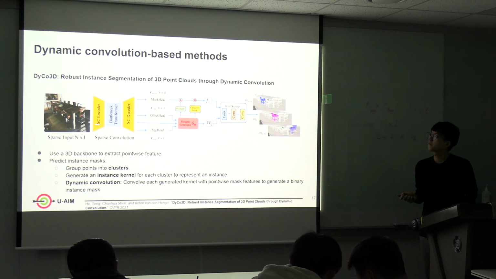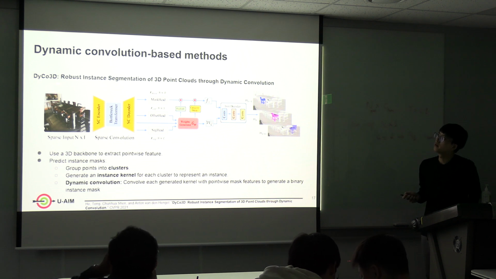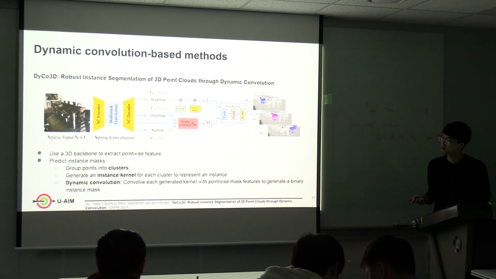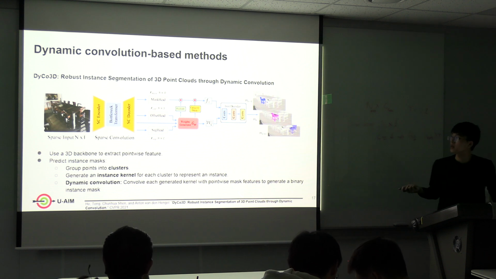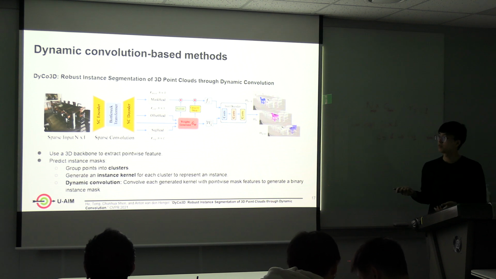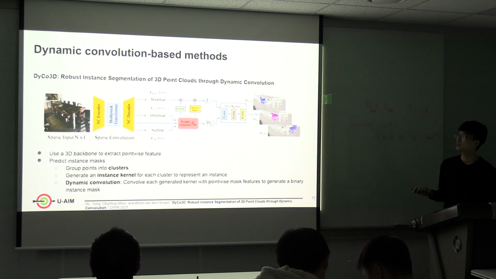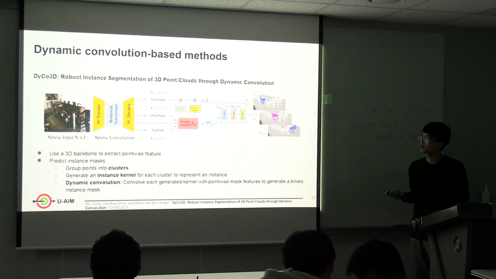And for this method, the first paper is DyCo3D. It is robust instance segmentation of 3D point clouds through dynamic convolution. This one was published in CVPR 2021. And so I think the suitable backbone for indoor instance segmentation will be UNet, because I see many people use this kind of backbone.